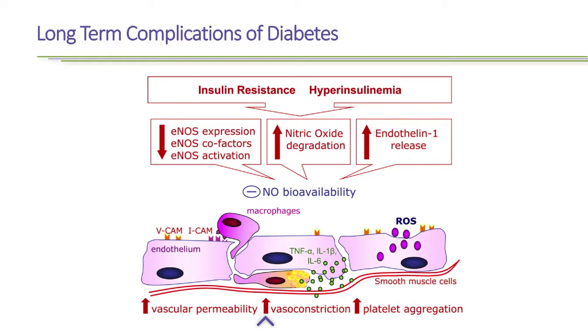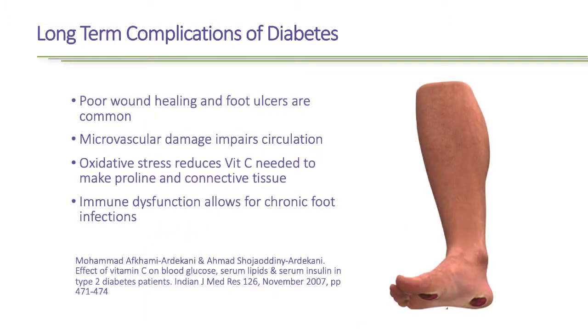These inflammatory cytokines then also increase reactive oxidative species and create platelet aggregation. So now you have vasoconstriction, and you also have platelet aggregation inside the blood vessel wall, which then promotes atherosclerosis formation. There are long-term complications of diabetes, such as poor wound healing and foot ulcers, which are very common. You actually have microvascular damage, which impairs circulation in diabetics.